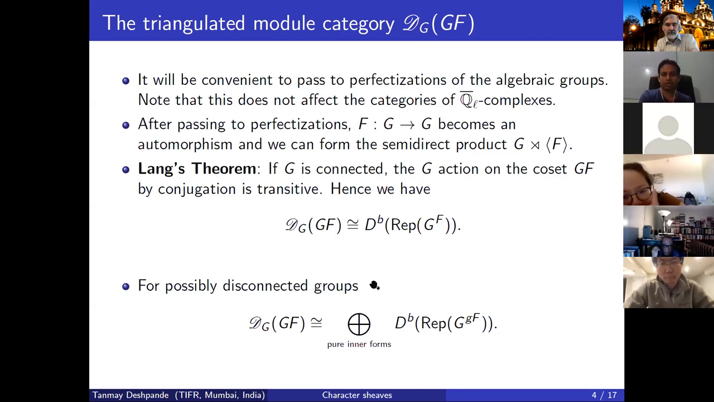So if the group is disconnected, then this category on the left hand side is equivalent to the direct sum of the derived categories of representations of all the pure inner forms. So basically, when we deal with disconnected groups, it's natural to look at all pure inner forms at the same time. And even though one might be interested only in connected groups, the proofs of many results are inductive in nature, and so many times we have to pass to disconnected groups, like centralizers of certain things or normalizers of certain objects. And that's why it's important to consider disconnected groups right from the beginning.